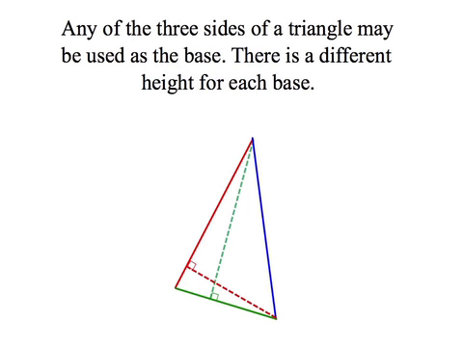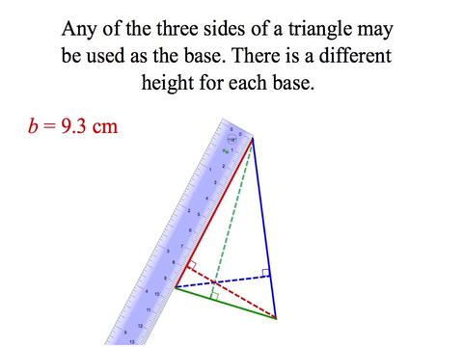Now let's take a look at the red side. We kind of have to stand sideways to look at this, but the red dotted line is the height from the red side up to the opposite vertex. And there's one more relative to the blue side. You might notice that all three heights coincide in one point, and that's true. That always works that way. If you find all three heights of a triangle, they will always intersect in the same point.